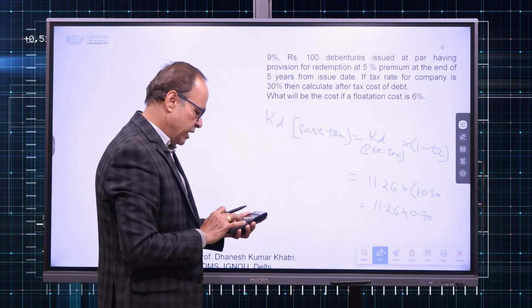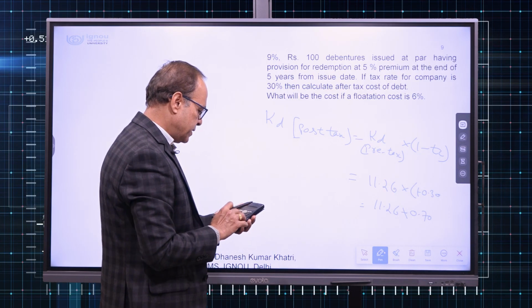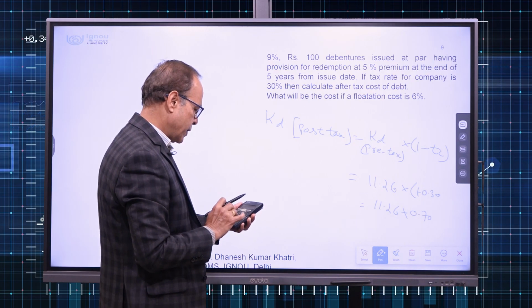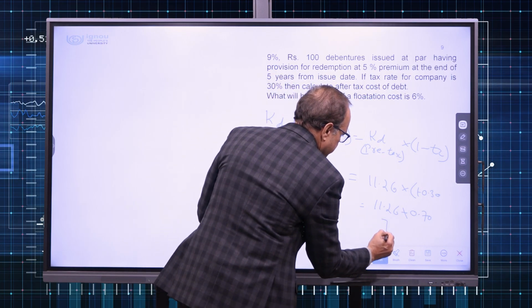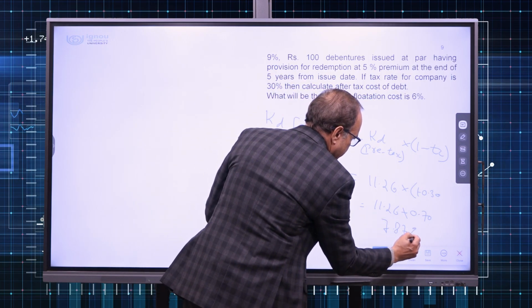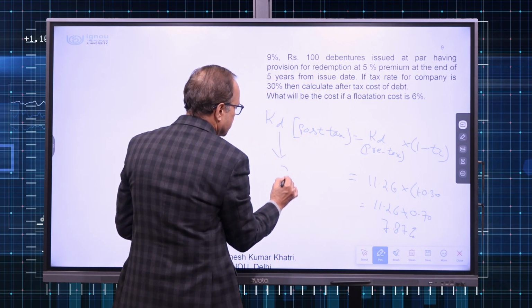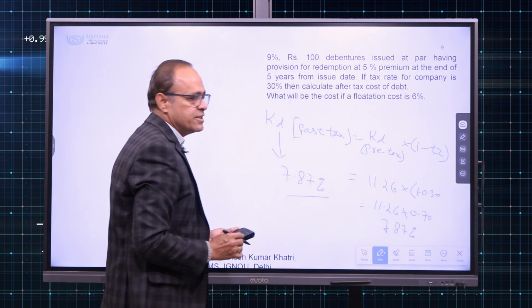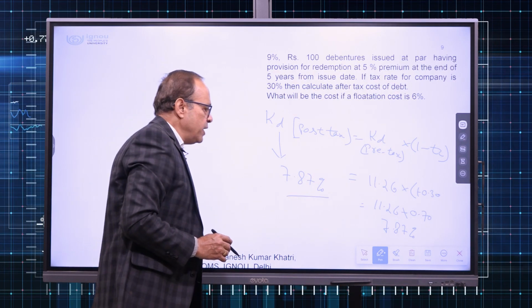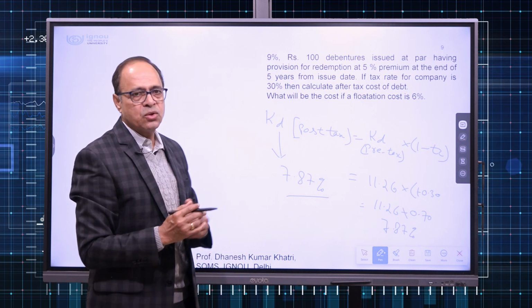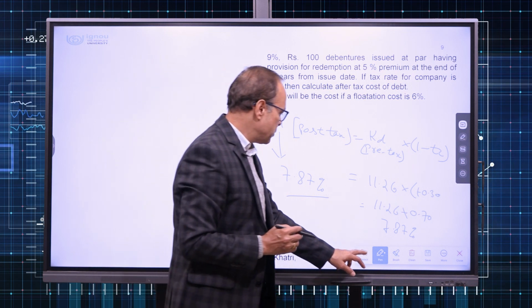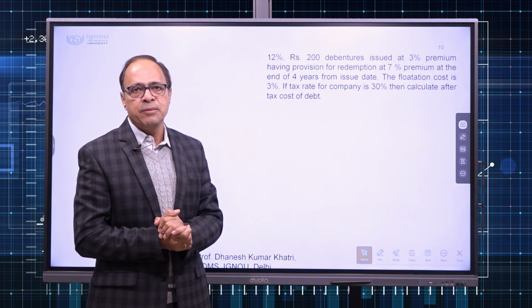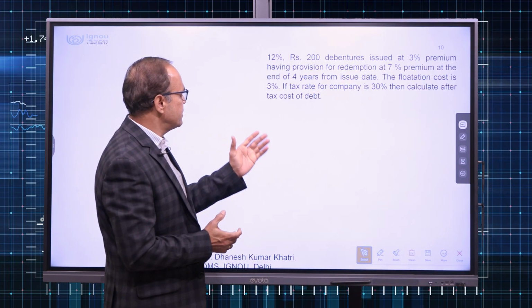So 11.26 multiplied by 0.7, we get 7.88%. That means the after tax cost or post tax cost is about 7.87%. So that is the way we calculate the after tax cost of debentures. Let us proceed further. That was the question in which debentures were issued at par. Now let us take another example.